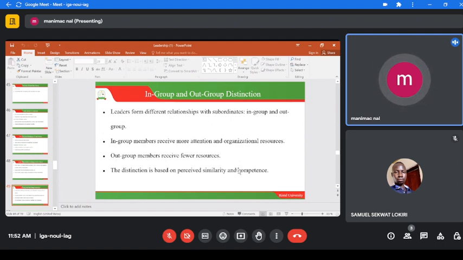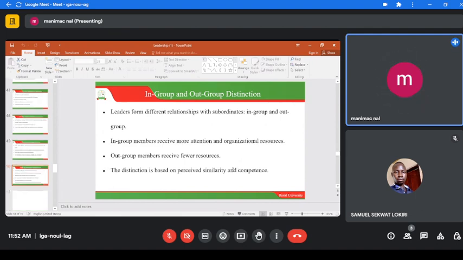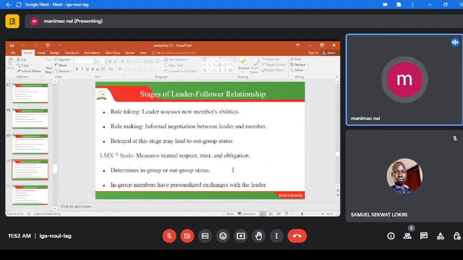So the in-group members receive more attention and organizational resources. However, the outside group receives fewer resources and maybe less attention. And also more to that, the distinction is based on perceived similarities and competences. Furthermore, what could be the stages of the leader-follower relationship?